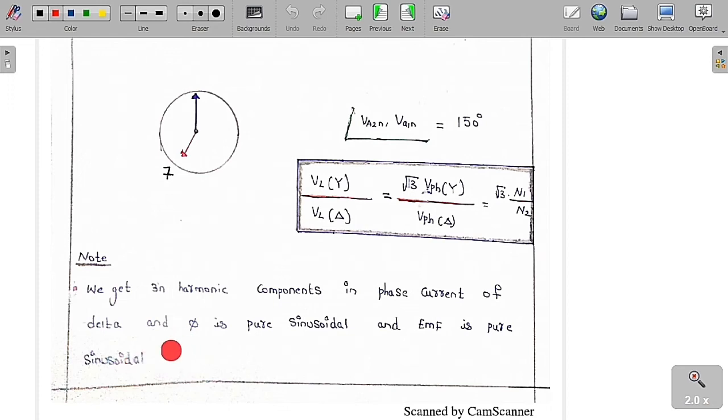And if 3n harmonics are present in current, it means definitely 3n harmonics are not going to be present in the flux. So therefore we can say flux is pure sinusoidal and EMF is pure sinusoidal, because EMF is a function of flux only. If the flux is sinusoidal, definitely EMF is also purely sinusoidal. So this is the concept that you always have to remember.